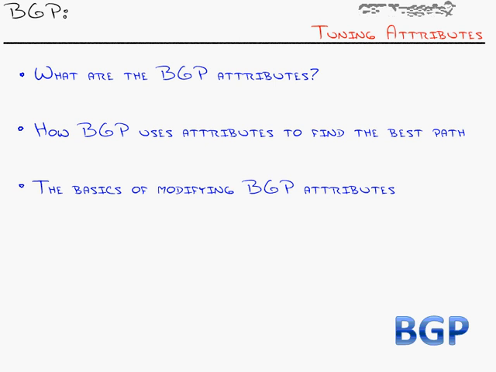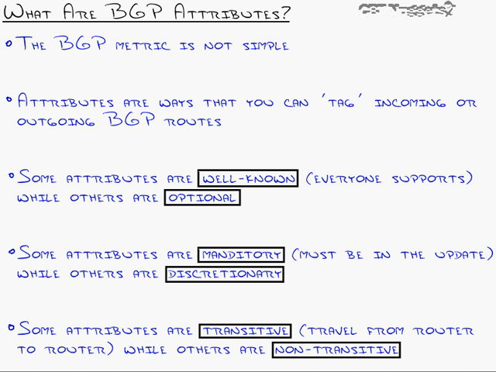Let's get going. So we have to start off with the question of what are BGP attributes? I mean, before we can get into the tuning and modification of them, we've got to see what they really do. And I would say that the best way to describe BGP attributes are just little tags that you put on incoming or outgoing BGP routes that make its metric.